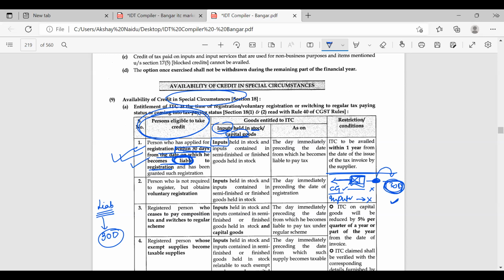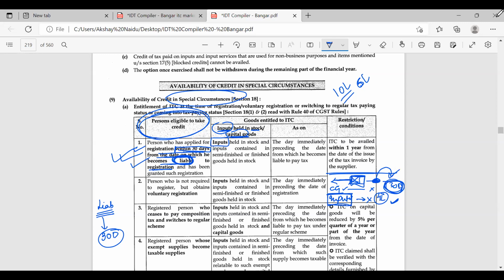Meaning, ma'am, I did not understand. We had purchased input. This is the input I have purchased when I was not registered and liable to get registered. I purchased input worth 10 lakh rupees, out of which input worth 6 lakh rupees was already sold. When was it sold? When I was not liable to register or not at all registered, it was sold then. But at this date, I am having 4 lakh of input, not sold right now. For that input, you will get the ITC. Understood? But the condition is you should apply within 30 days. As you get liable, after getting liable, it is compulsory for you to apply within 30 days.